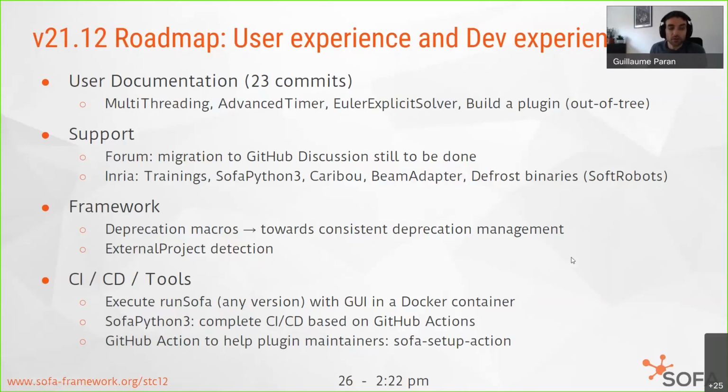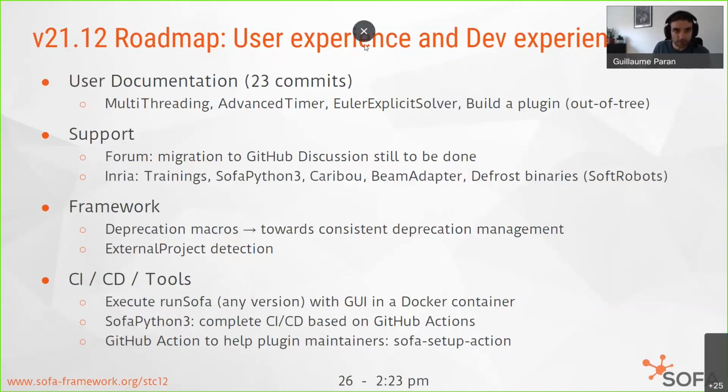A lot of work around SOFA Python 3 for the CI stuff and GitHub Action stuff, and moreover around this GitHub Action work, a more generic work to help every plugin maintainer to work with GitHub Actions. So this is something I wanted to present in more detail now, but since we are short on time, I propose to keep the presentation for the slots that have been set.